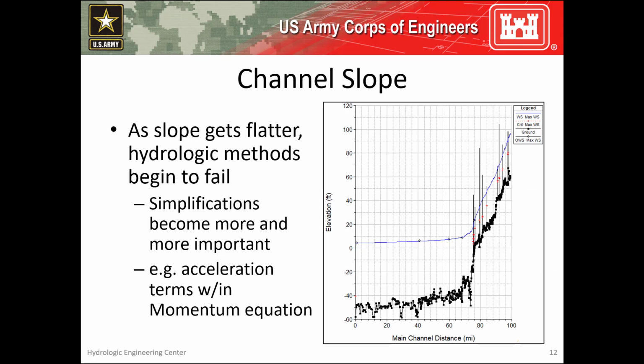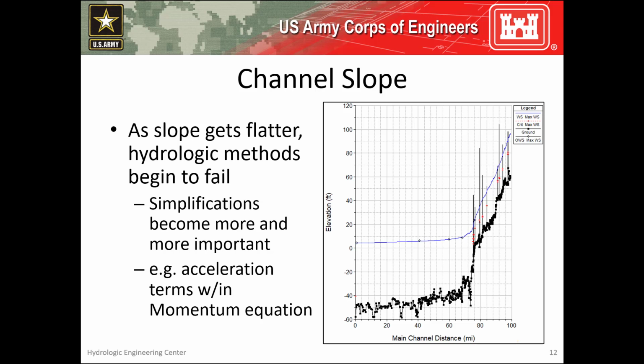Now let's talk about slope, because that's an incredibly important factor to consider when choosing a routing method. In general, as the slope gets flatter, hydrologic methods begin to fail. And this is due to their derivation. All hydrologic methods either get rid of the momentum equation entirely or make massive simplifications. When slopes get flatter, the acceleration terms within the momentum equation begin to become more and more important.